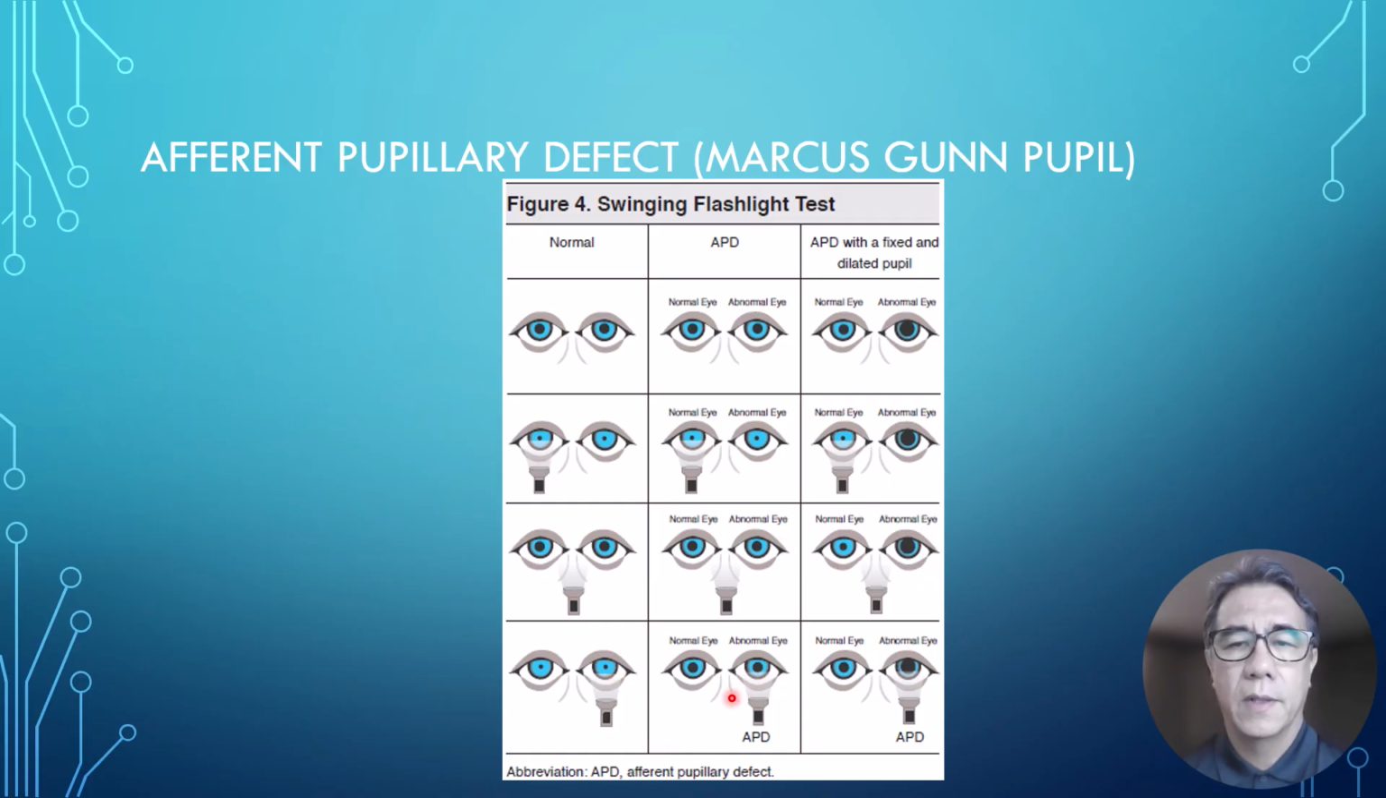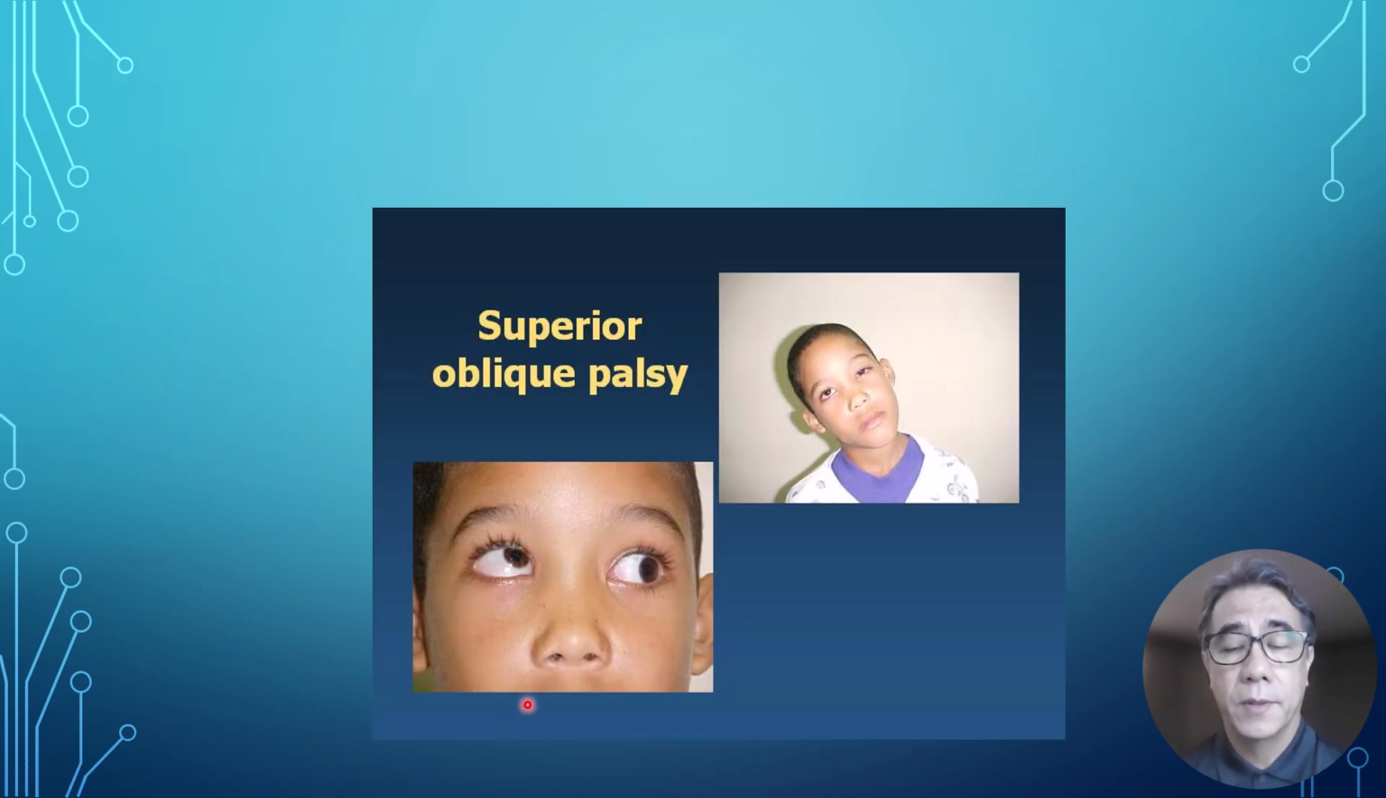In afferent pupillary defect, the abnormal eye will dilate instead of constrict. So there's a sensory problem involving the optic nerve of this left eye. Superior oblique palsy also causes patients to tilt their heads to avoid diplopia.